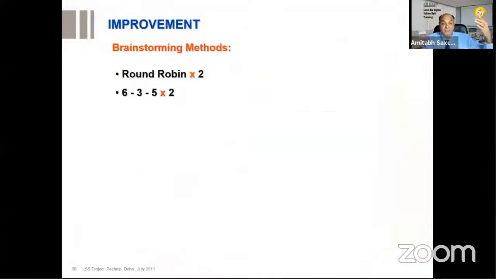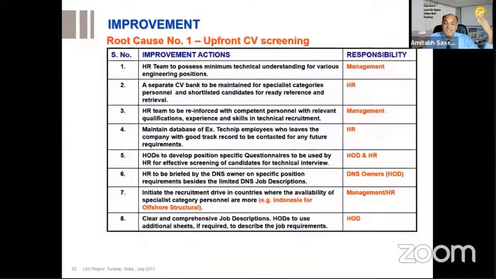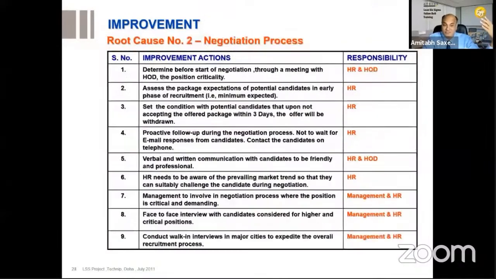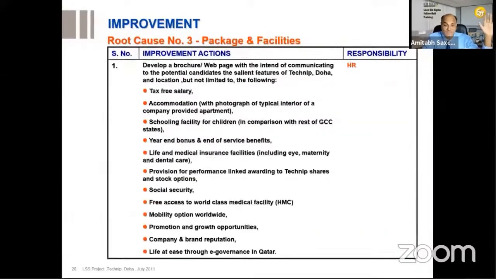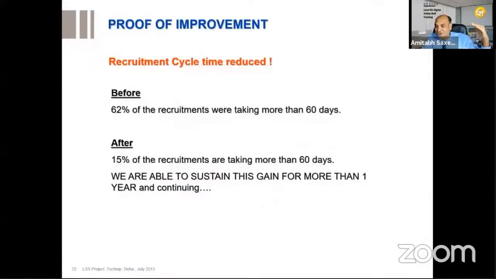We found our root causes. We did a nice brainstorming session. Different techniques we applied, got lots of solutions, then prioritized those solutions in the improve phase and made a nice implementation plan. We are in the improve phase right now. And once we have improved, now recruitment cycle time is reduced, and we need to sustain this for a long, long time. That is very important. So you have to sustain also. Sustenance is important.